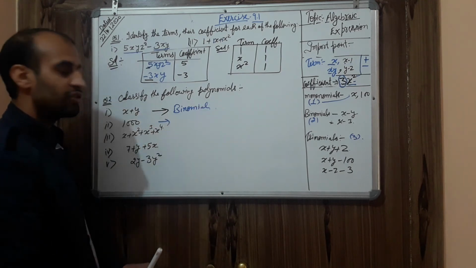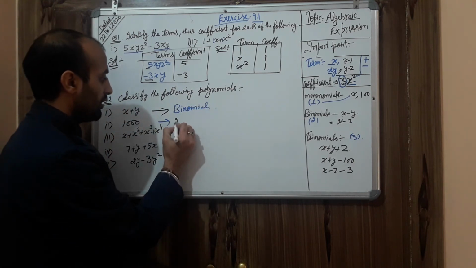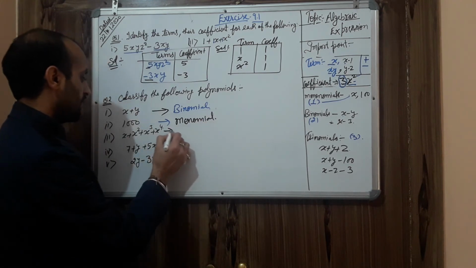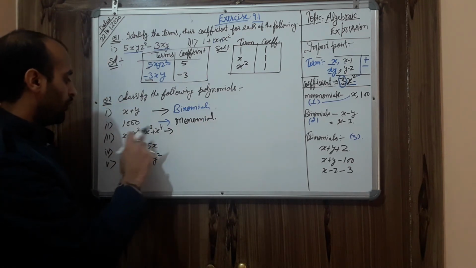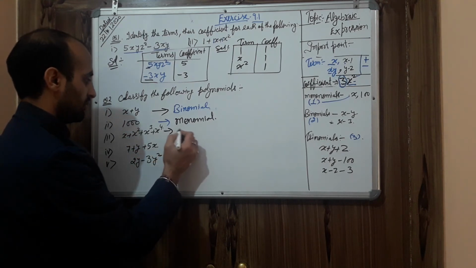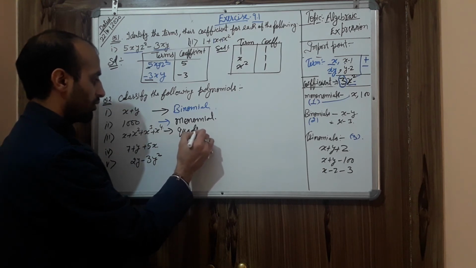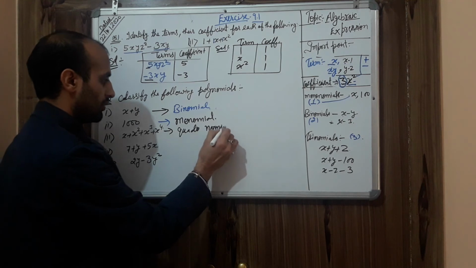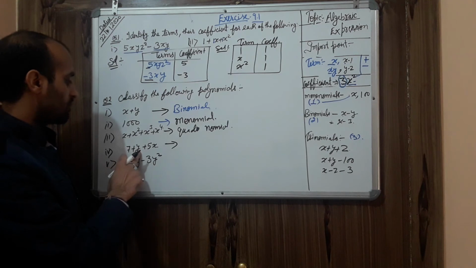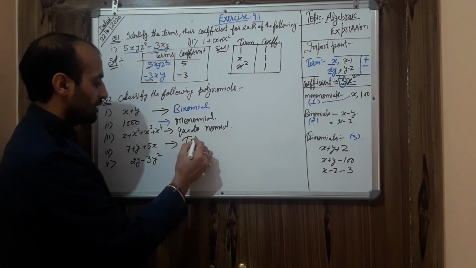Next, only 1000 is written there, a single number, 1000. So it is a monomial. Next one: 1, 2, 3, 4. There are 4 terms, so it is quadrinomial. You can write here quadrinomial. Next we have here 7 plus y plus 5x. So there are 3 terms. 3 terms means trinomial.